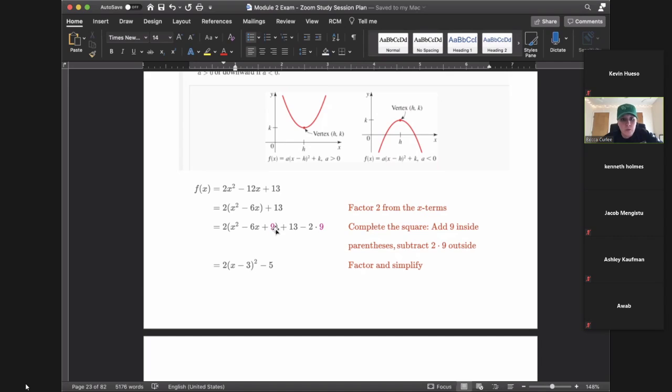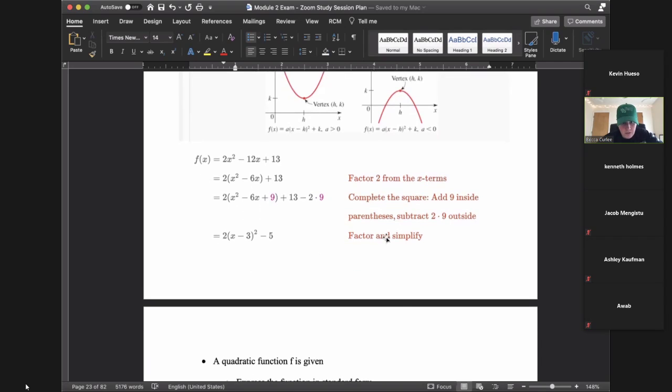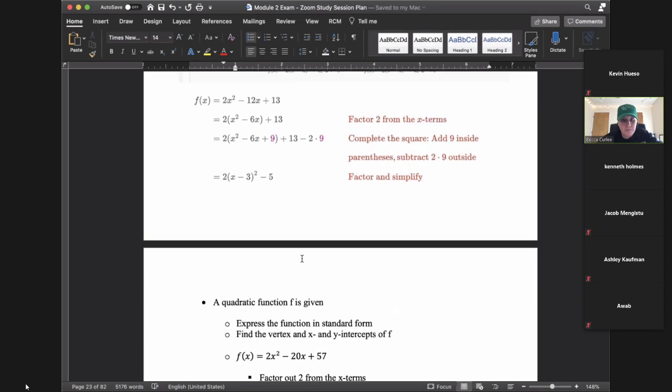You have to remember it's 2 times 9 that they're subtracting, because you've got a 2 out here that's multiplying everything inside the parentheses. So you can't just subtract 9. You have to subtract 2 times 9. Then you factor and simplify. So you've got x squared minus 6x plus 9 equals (x minus 3) squared. And then you've got 13 minus 18, which is negative 5.